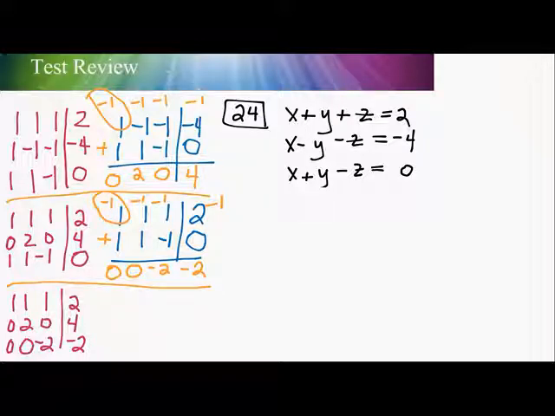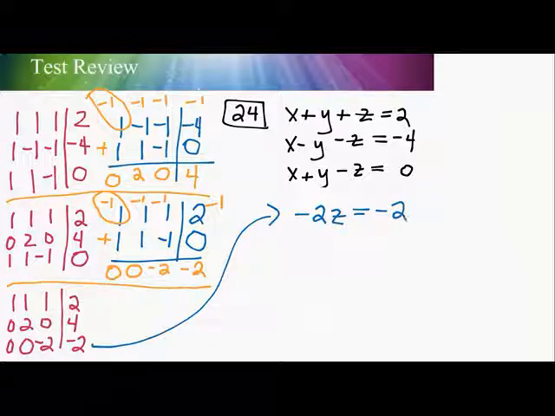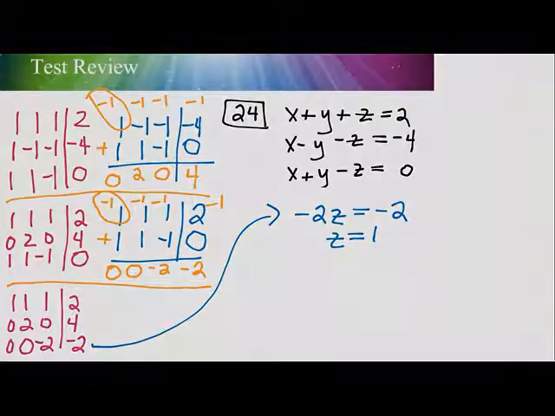Now, I really don't have to do elimination again, and I'm not going to because I don't want to waste time. I can already tell by looking that the third row of my new matrix, 0, 0, negative 2, negative 2, is really the z position. I can figure out what z is just by writing out the equation now. So negative 2z equals negative 2, so z equals positive 1.